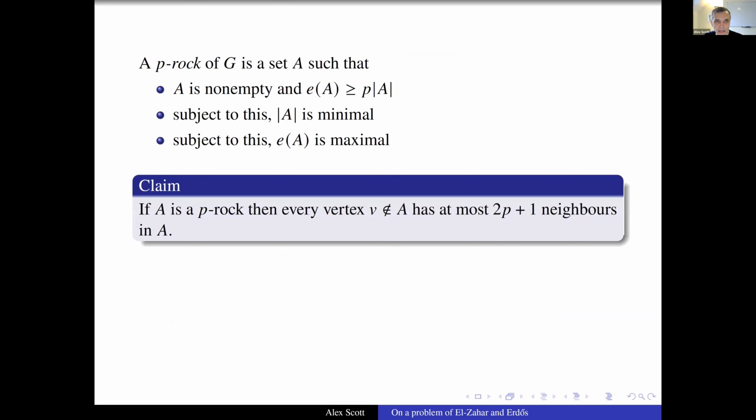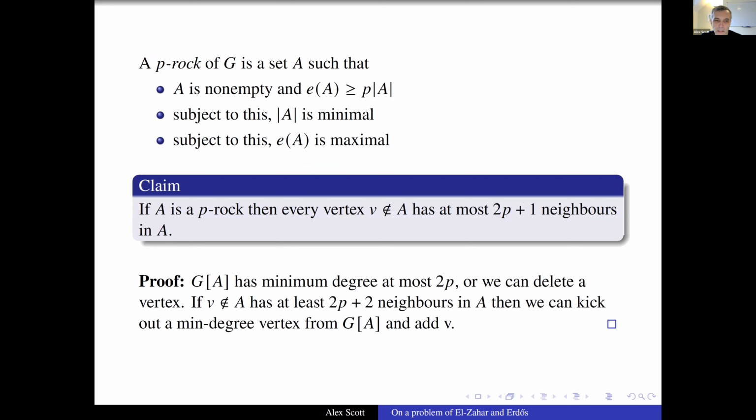Okay, so that's again the definition of a rock. And I want to claim that if I have a p-rock, that's pretty good for a set with large minimal degree. Let's just check that vertices outside aren't too dense to it. So I claim that if I have a p-rock, then every vertex outside has at most 2p plus 1 neighbors inside. Okay, and the proof's very simple.